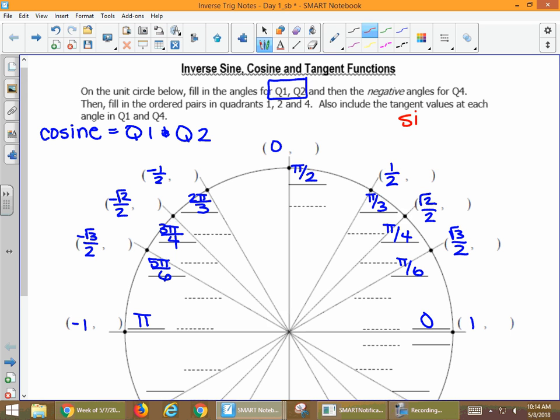The unfortunate thing about inverses is that you use different quadrants for the different functions. For sine and for tangent, we are going to use quadrants 1 and quadrant 4. But in quadrant 4 we use the negative angles instead.